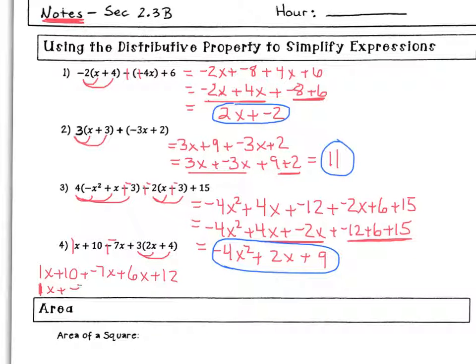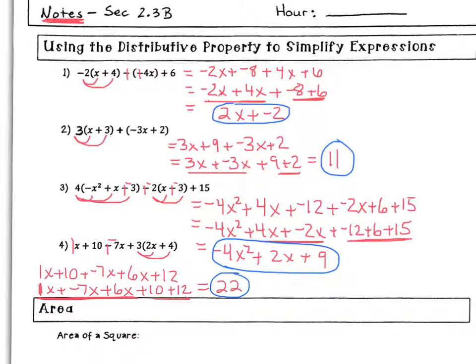1x plus negative 7x plus 6x plus 10 plus 12, and add my like terms. If I add these first terms, they all have an x. 1x plus negative 7x plus 6x, I believe that's 0x, so nothing. And then we have a 10 plus a 12. 10 plus 12 is 22. And so my final answer this time is 22.